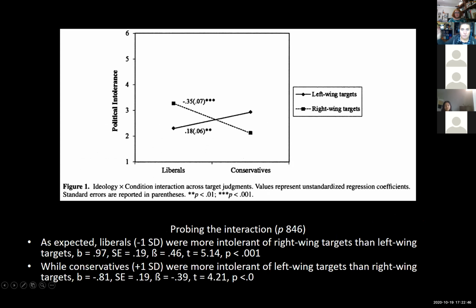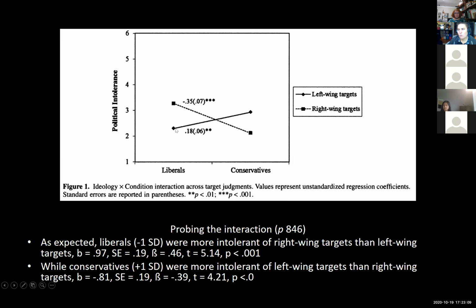And they did the pick a point approach, which is what we just walked through by plugging in different values. You can call this probing the interaction. And it's from this page of the article. That's why that's here. So they're saying that liberal human beings were more intolerant of right-wing targets than left-wing targets.